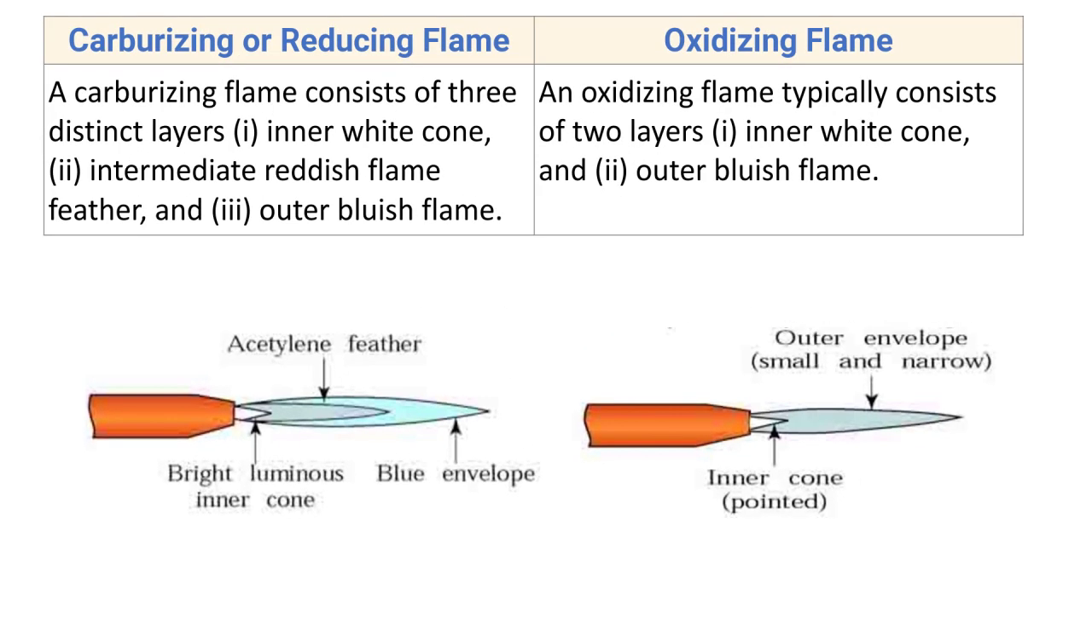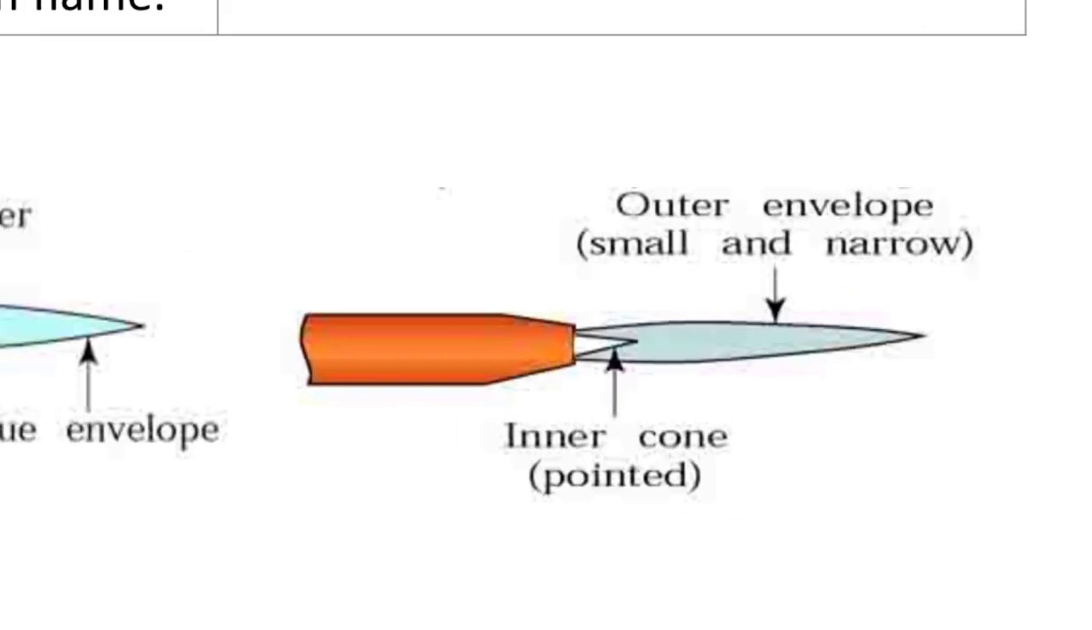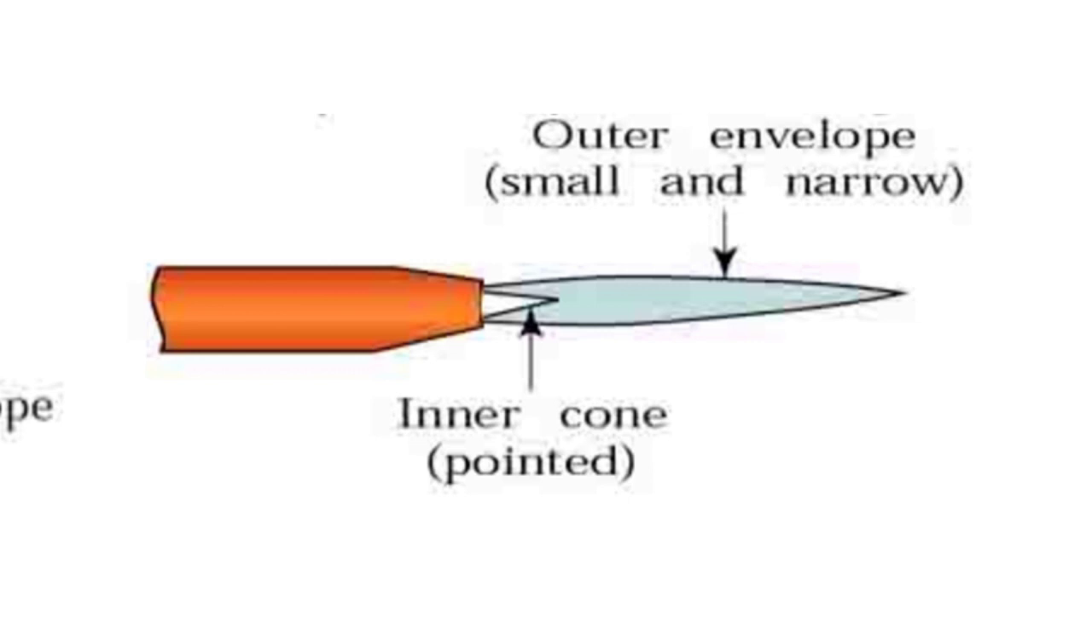Now oxidizing flame. An oxidizing flame typically consists of two layers, inner white cone and outer bluish flame. Here you can see the oxidizing flame. It consists of only two layers, that is the inner cone and the outer envelope.